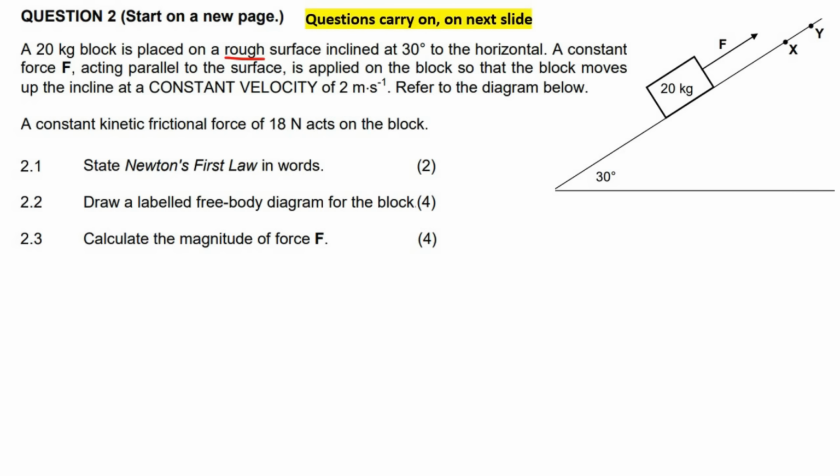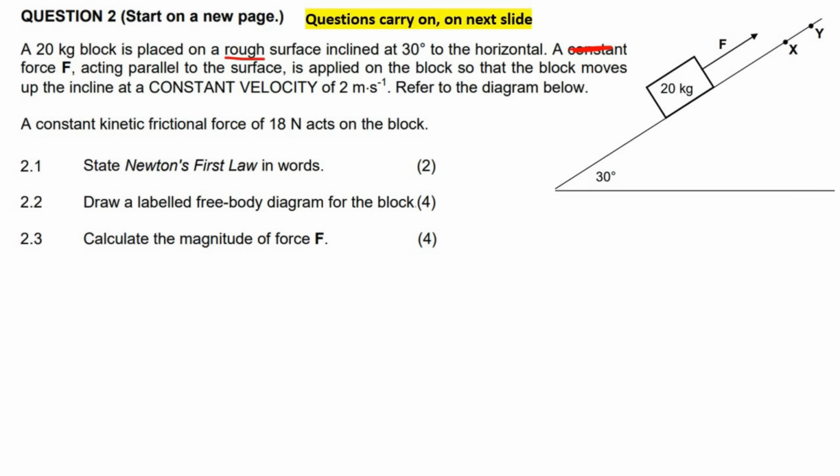At 30 degrees, a constant force F. Some people I've seen in the past see this word constant and then think, oh, constant velocity. But no, guys, they're saying constant force. So that's actually nothing. You don't even have to worry about that word constant. They're not saying constant velocity or anything like that. When they say constant force, it's always a constant force. This force never changes, okay?